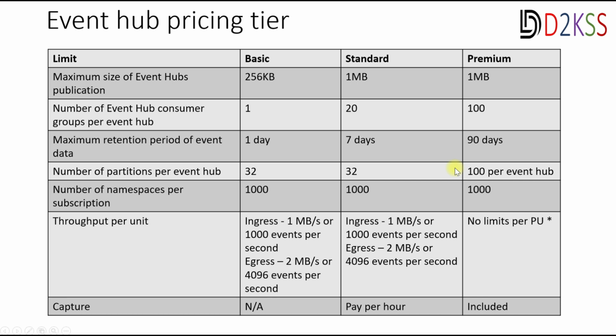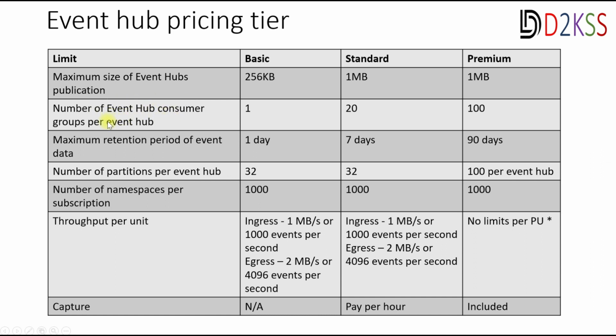Now let's talk about Event Hub pricing tiers. So there are 3 tiers available under the Event Hub, and different features are offered based on your requirement. You can choose that. So the maximum size of Event Hub publications: if you choose the basic tier, it is 256 KB, standard is 1 MB, premium is 1 MB. So the maximum size of that byte stream is 256 KB in basic, standard is 1 MB, premium is 1 MB. If that maximum size is reached, then that particular message will be rejected.